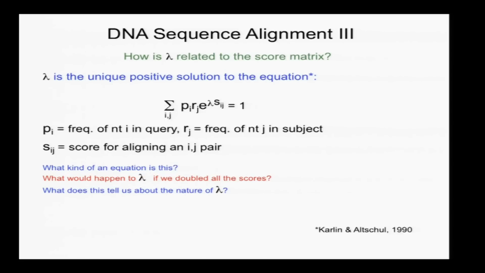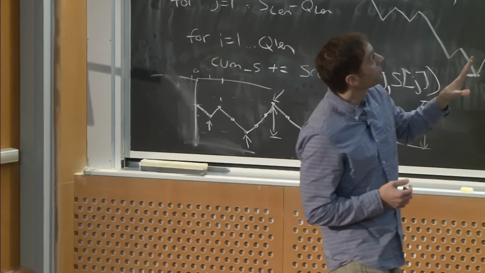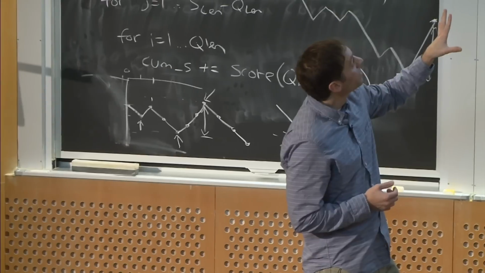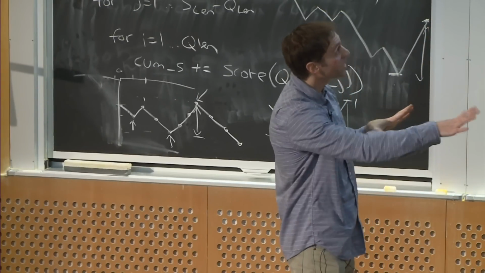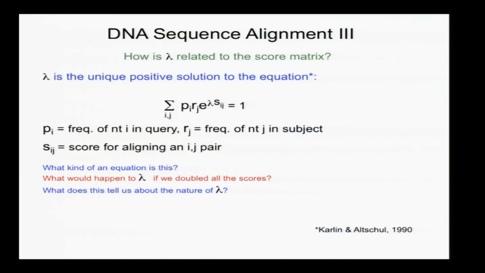So it turns out that lambda is the unique positive solution to this equation here. Now it actually depends on the scoring matrix, so you see there's Sij there. It depends on the composition of your query, that's the PIs, and the composition of your subject, that's the RJs. You sum over I and J equal to each of the four nucleotides, and that sum has to be one. So there's a unique positive solution to this equation.